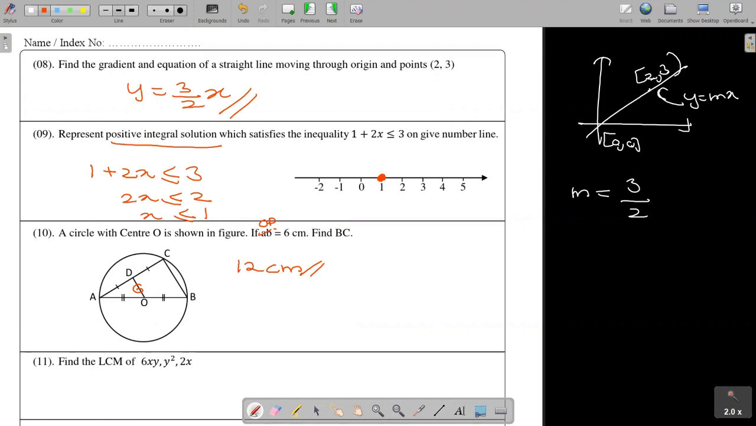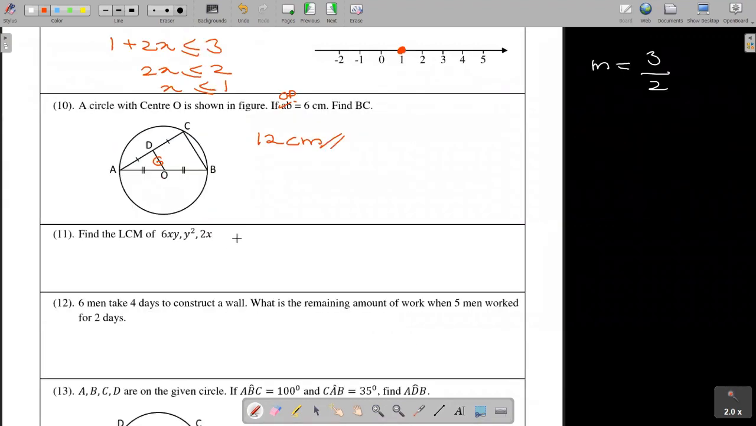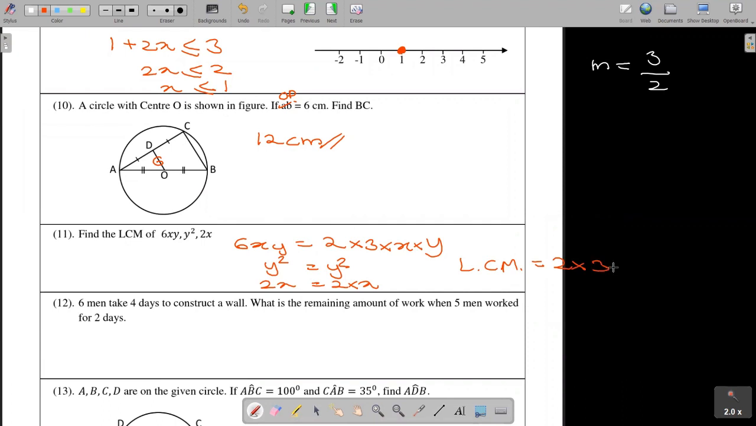Find the LCM. So 6xy you can write using prime factors 2 into 3 into x into y. y squared is just y squared. 2x using prime factors 2 into x. So we have to take the highest power in each: 2, 3, x and y squared. So the answer is 6xy squared.